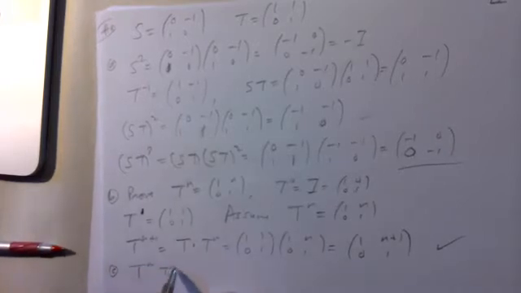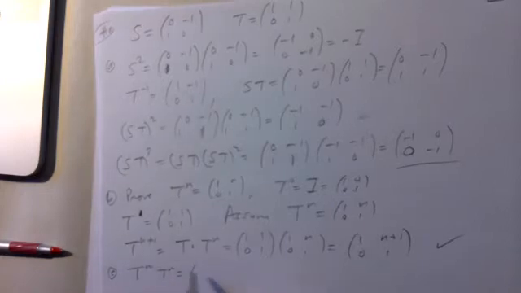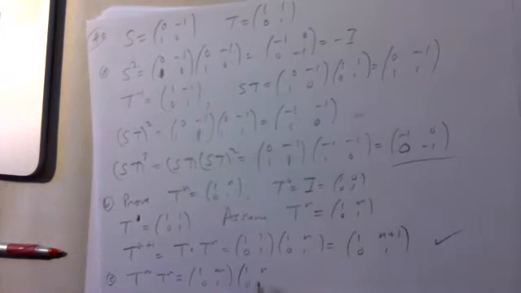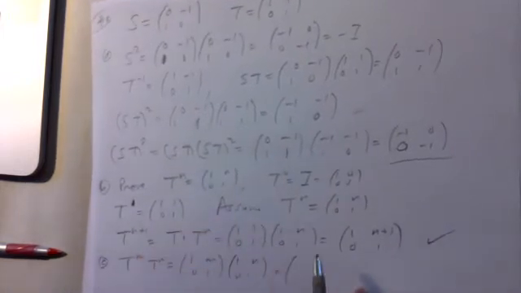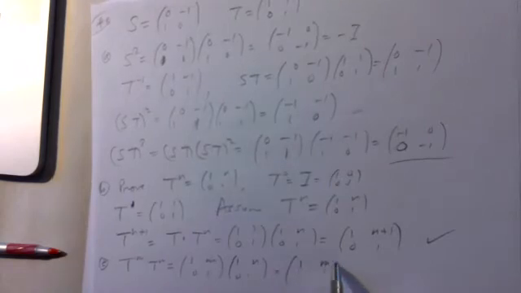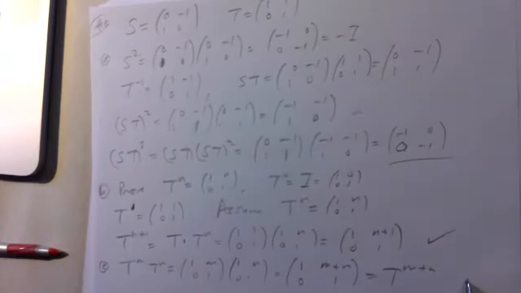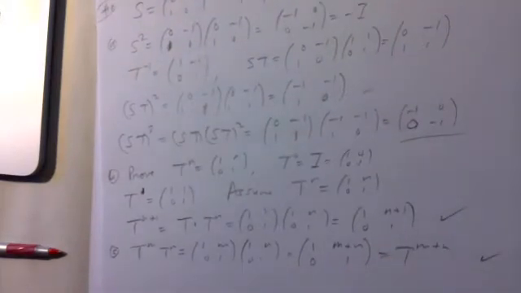And then T to the m times T to the n: we just proved T to the m is [1, m; 0, 1], and T to the n is [1, n; 0, 1]. When you multiply these, you get [1, m plus n; 0, 1], which is T to the m plus n. So we just check that. Any questions about this? Okay.